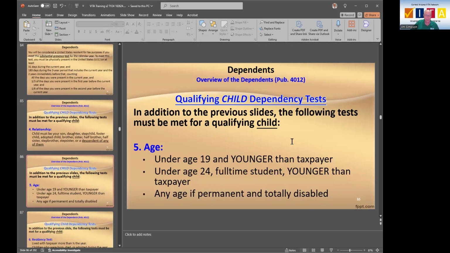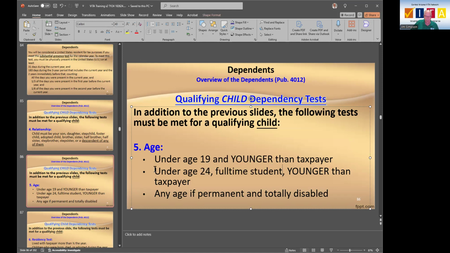Age. They have to be under age 19 and younger than the taxpayer, meaning, this is kind of weird. Sometimes you'll have big age discrepancies in a marriage, but anyway, that's not common. So I can't think of a great example to describe where that would come into play. But here's a big one: under age 24, a full-time student, and then younger than the taxpayer, of course.